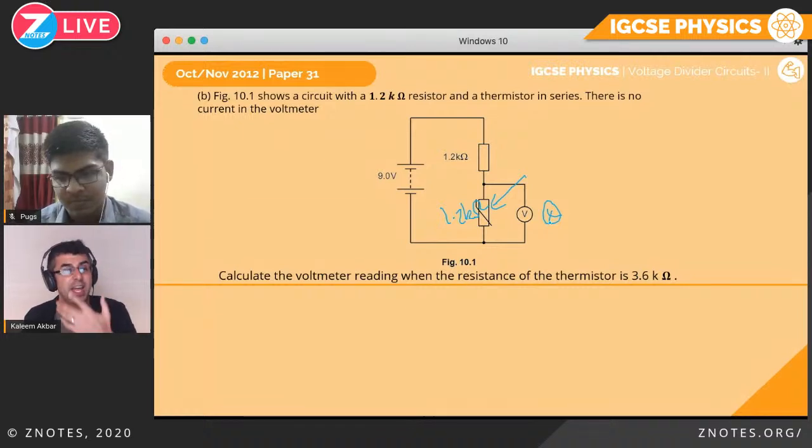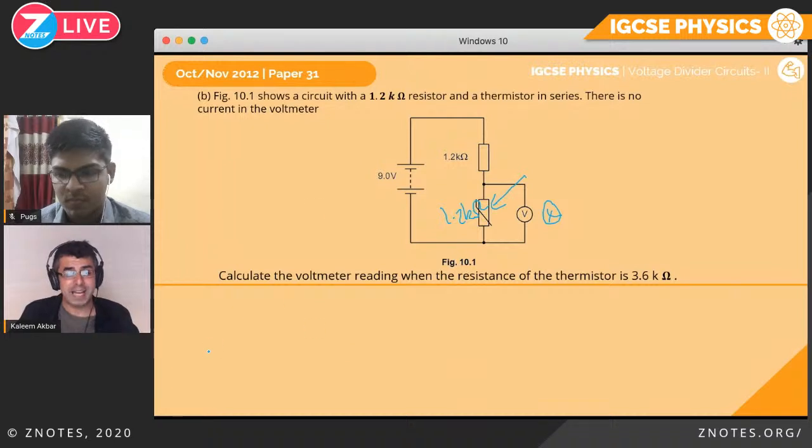Let's say it was a fan. It would give you wind. It would blow air. Not blow air, it would move the air round and round. The point is, instead of a voltmeter, it could be a component, which we're building up to. All right, so it's building up in difficulty.